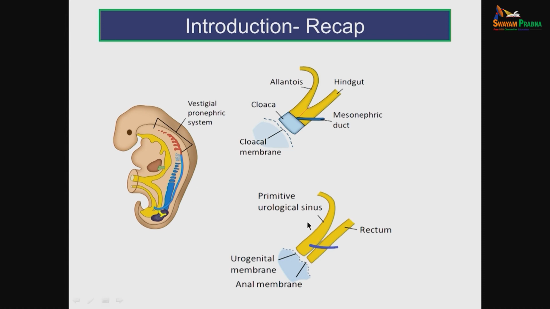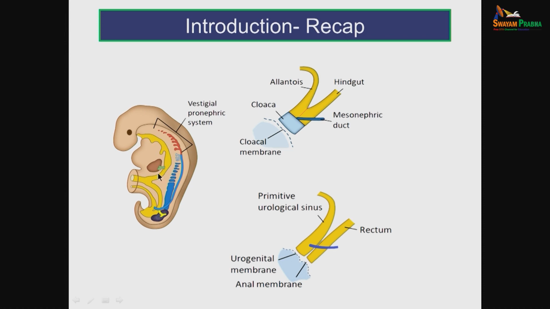Most of our focus will be on the primitive urogenital sinus, which we are concerned with when we learn about the development of the urinary system. Whatever we have learnt is incorporated in this picture. This is the head end of the embryo, and this is the tail end of the embryo.